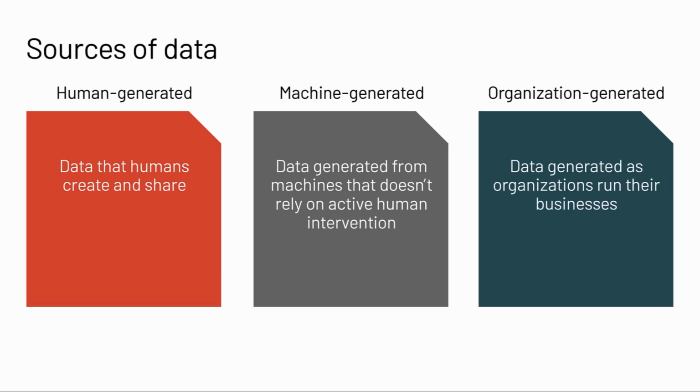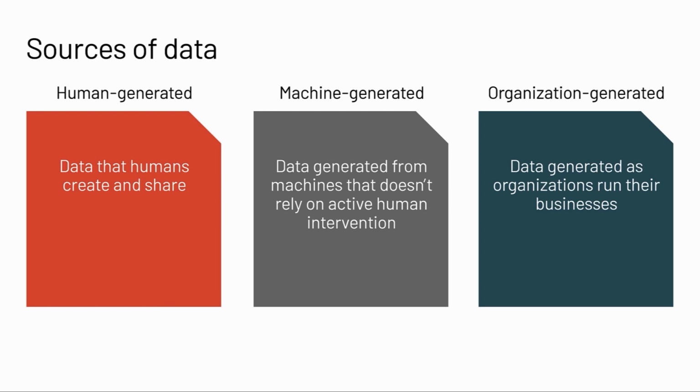And then we have organization-generated data, and that is data generated as organizations run their businesses. So if we think of some examples of organization-generated data, think about the records generated every time you make a purchase at an online or a physical store. We have things like unique customer numbers, the items you purchased, the date and time you purchased the items, how many of each item you purchased.